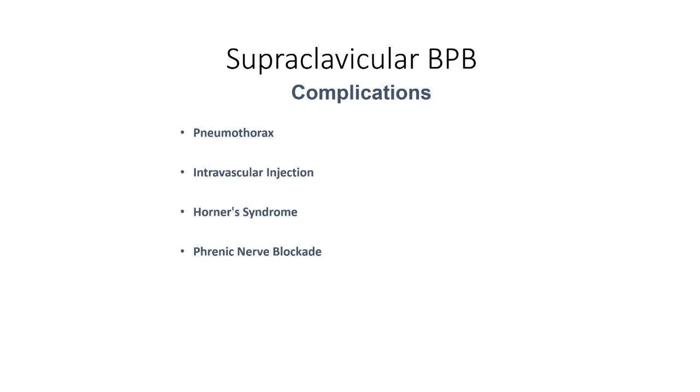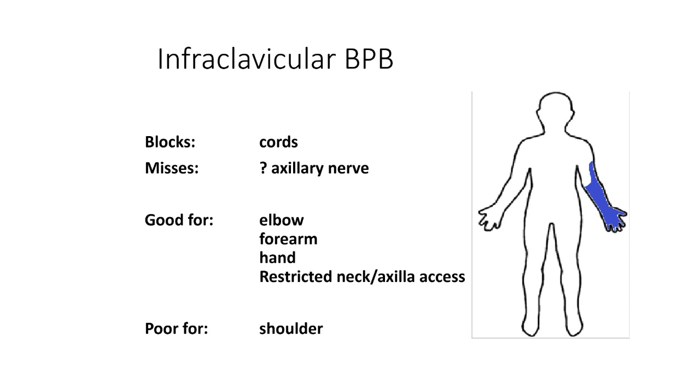Let us look at the infraclavicular approach to brachial plexus now. It blocks the cords of the brachial plexus. It misses the axillary nerve, so it's not a good block to do for shoulder surgery. It's a good block for elbow, forearm or hand surgery.